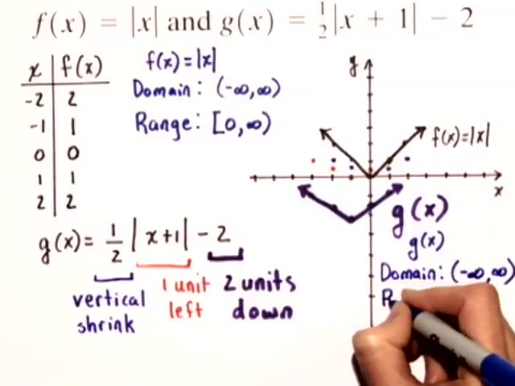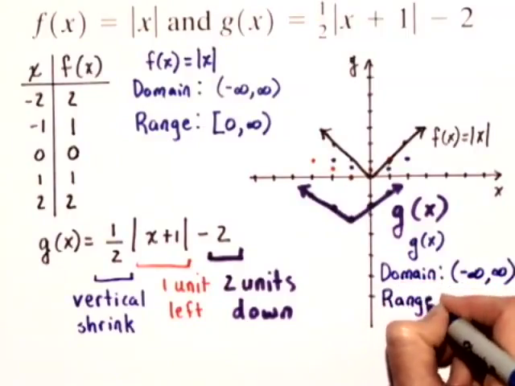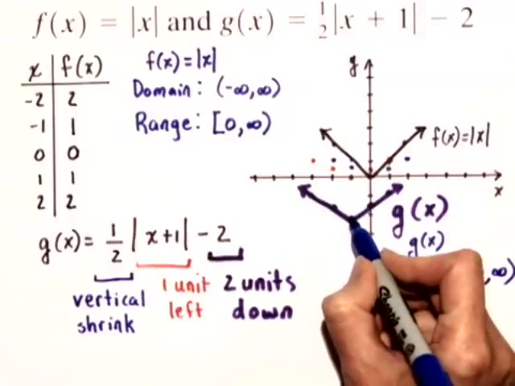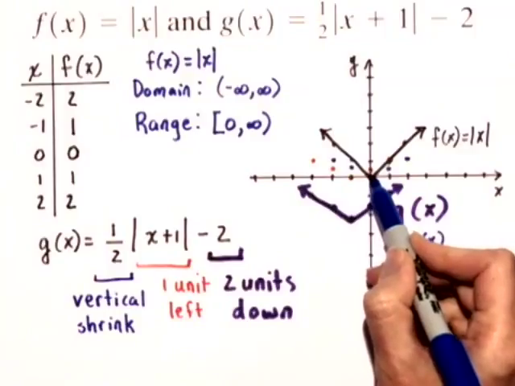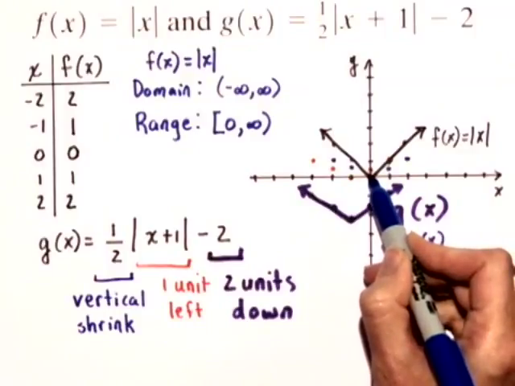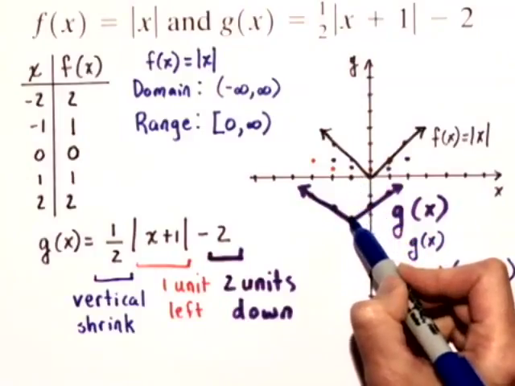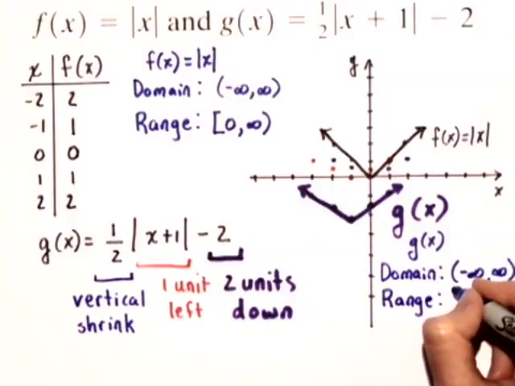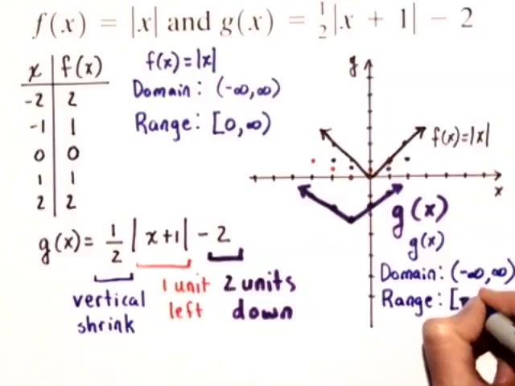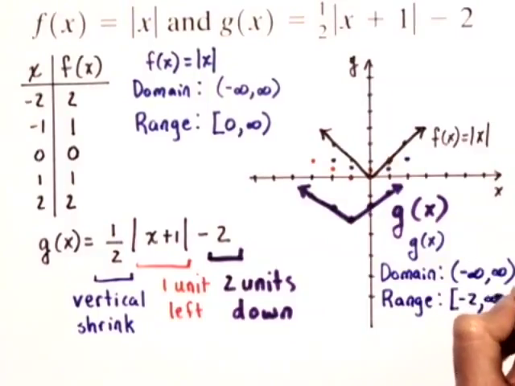And the range, in this case, our lowest point occurs right here. We got that point by starting at the origin. We divided that y-coordinate by 2, which left us at the origin. We moved 1 to the left and down 2. So that y-coordinate is really located at negative 2. And so the range is from negative 2, including negative 2, to positive infinity.